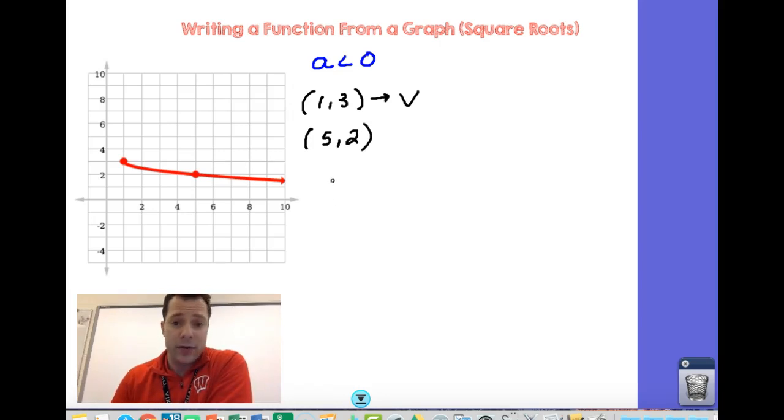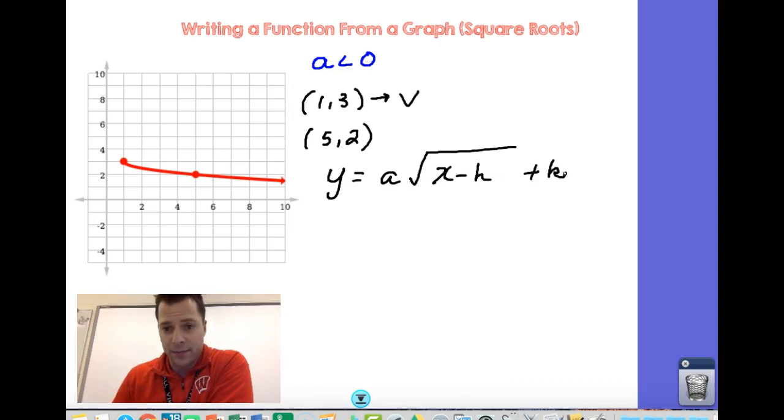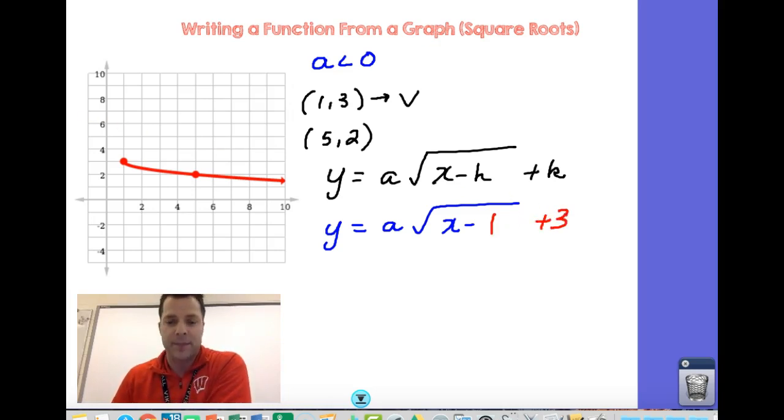The equation I'm going to use for a square root is y equals a times the square root of x minus h plus k. Okay, now I'm going to go ahead and do this one at a time like I did last time. So I'm going to plug in my h and k first. So x minus, now this is a positive h value, so it's going to be -1 in here. And then we're going to have plus 3 on the outside.